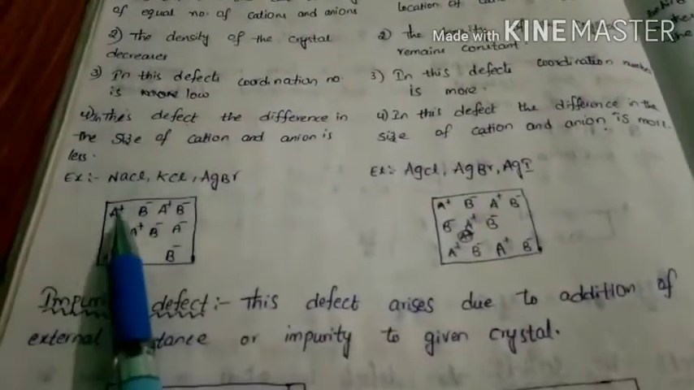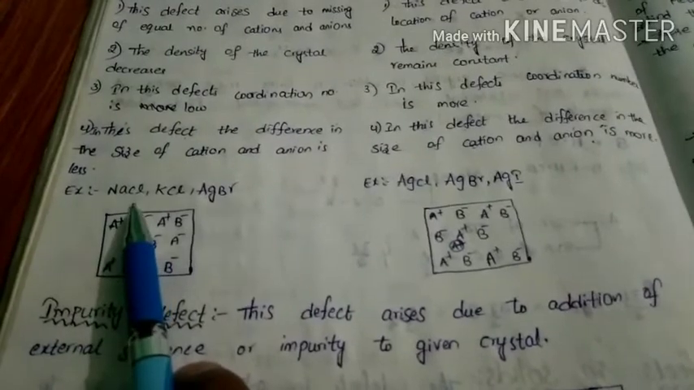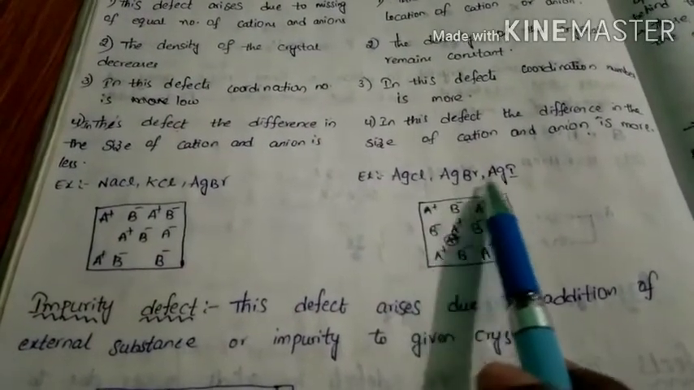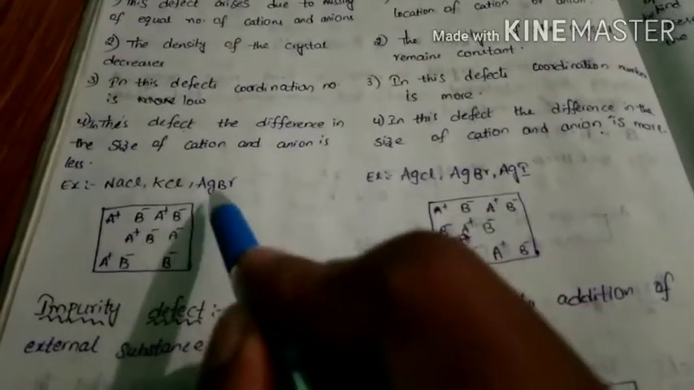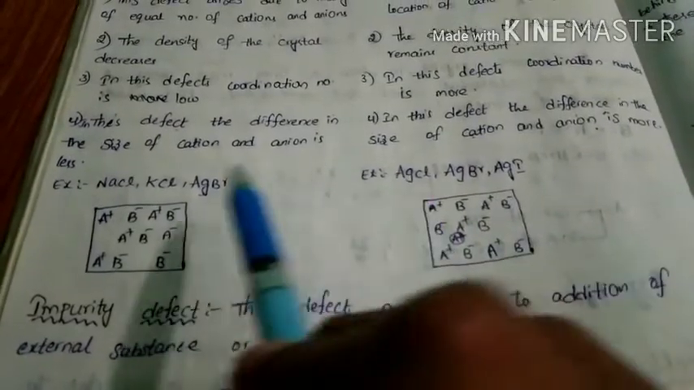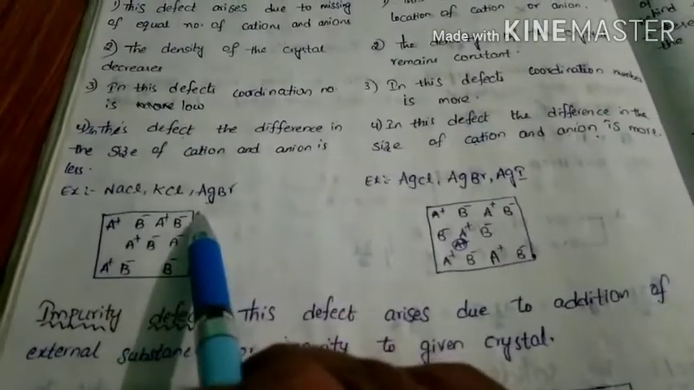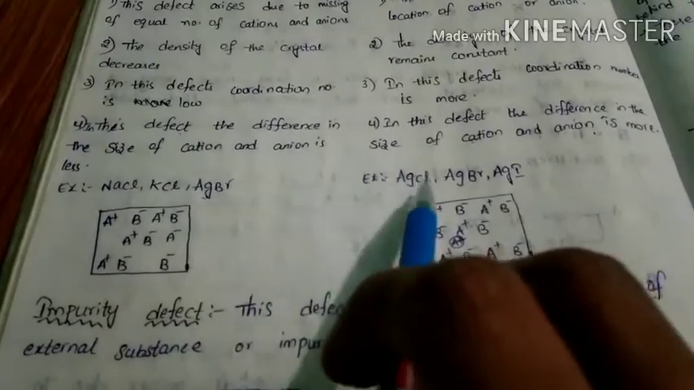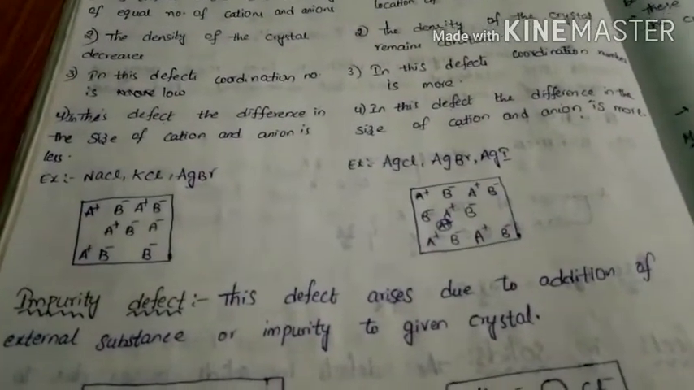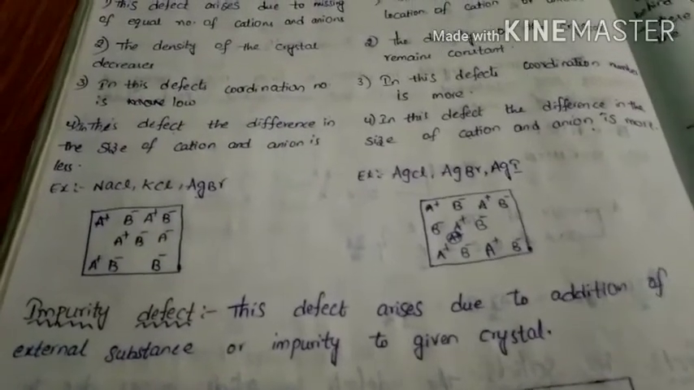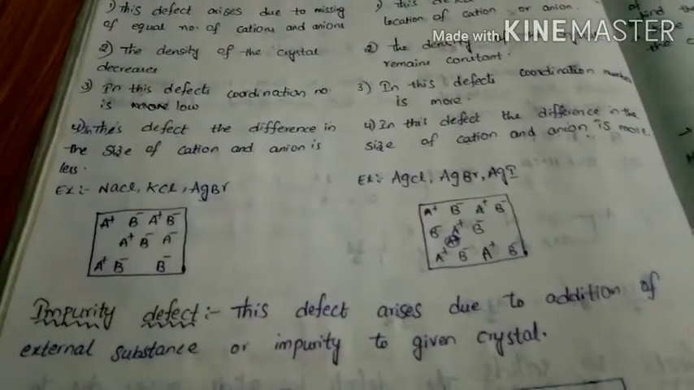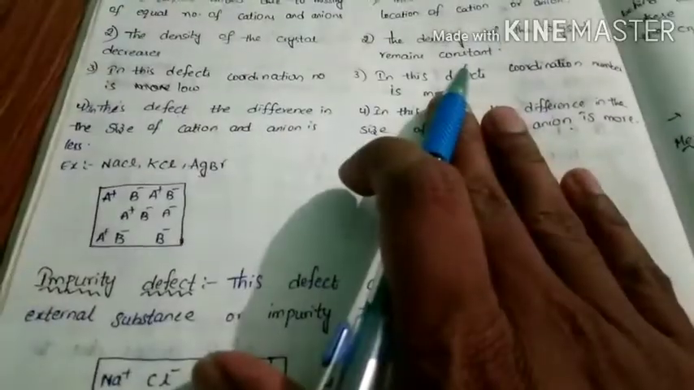The examples for Schottky defect are NaCl, KCl, AgBr. The examples for Frenkel defect are ZnS, AgCl, AgBr. Here one important point is AgBr. AgBr comes under both defects. That means it shows both Schottky and Frenkel defects. This is very important. Which crystal shows both Schottky and Frenkel defects? The answer is AgBr. So this is about stoichiometric defects.